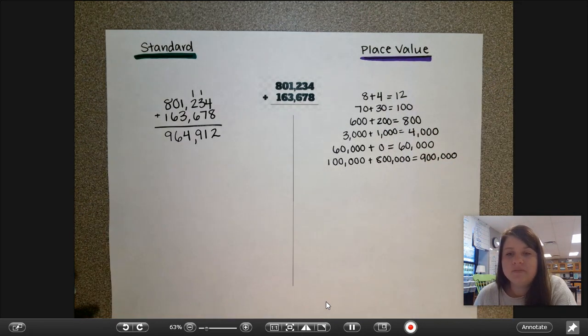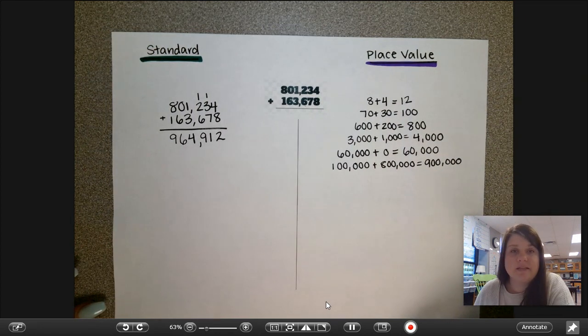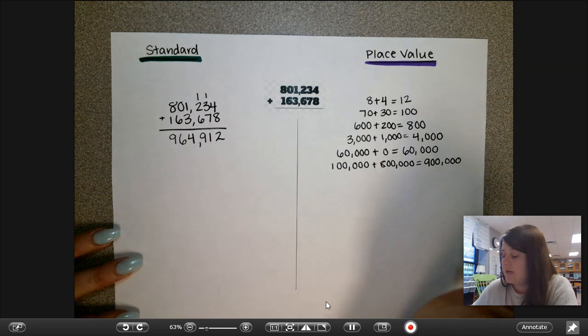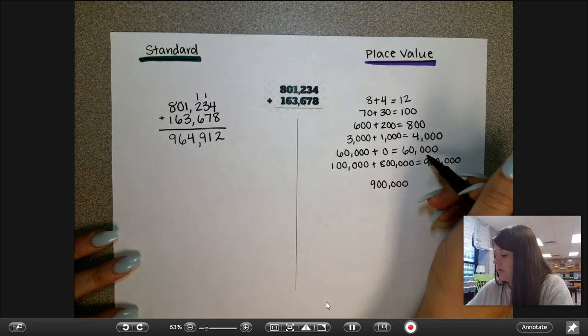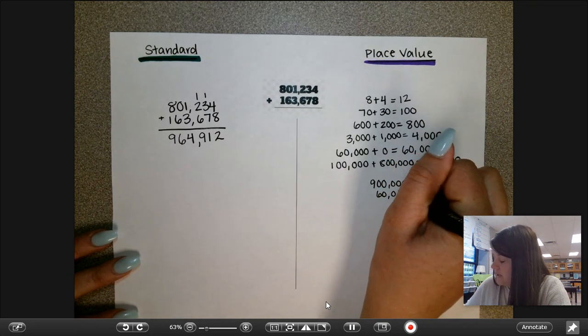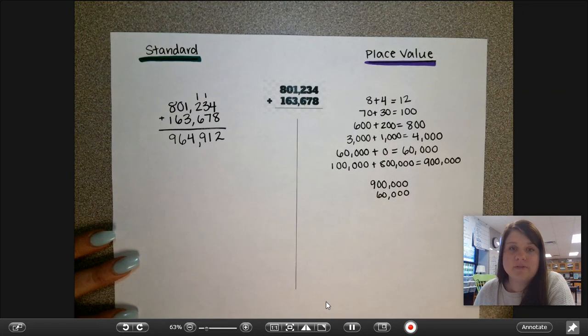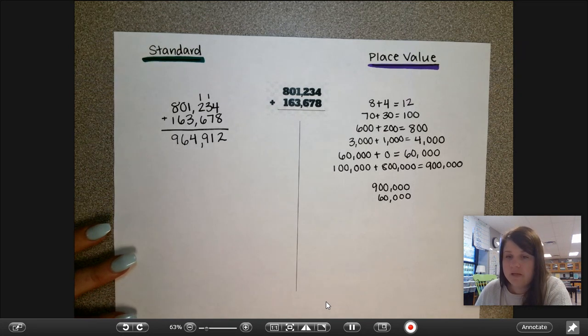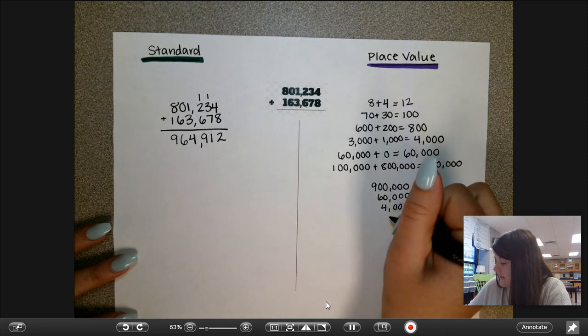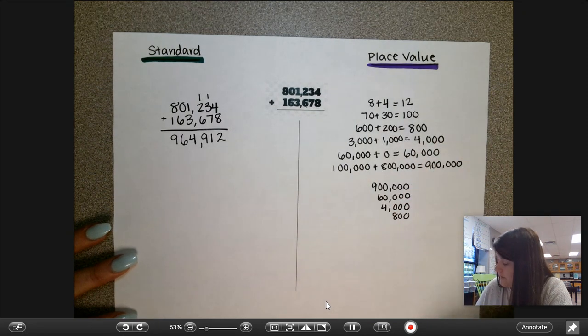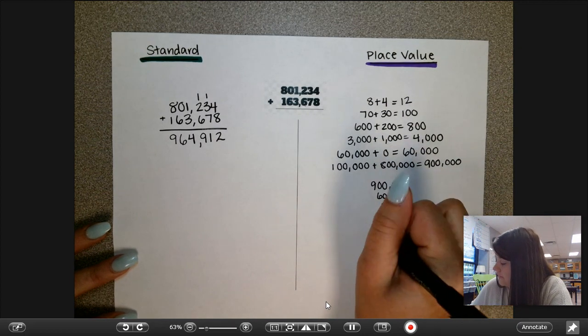So now that I have come up with all of these answers, I'm going to set those all up to add together. I'm going to start with the biggest number first. So 900,000. Then I'm going to go to 60,000. And I'm being careful about lining up my place values because that's going to affect me when I add if I put them in the wrong place. Then 4,000. Then 800. Then 100. Then 12.